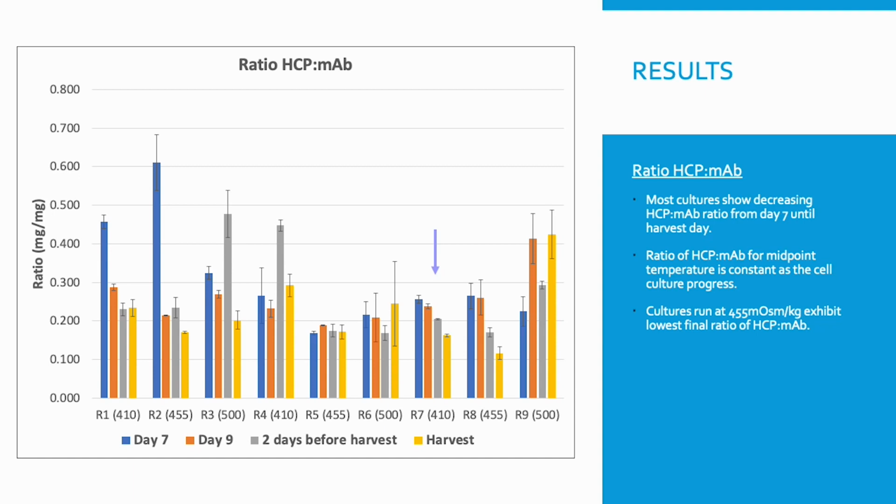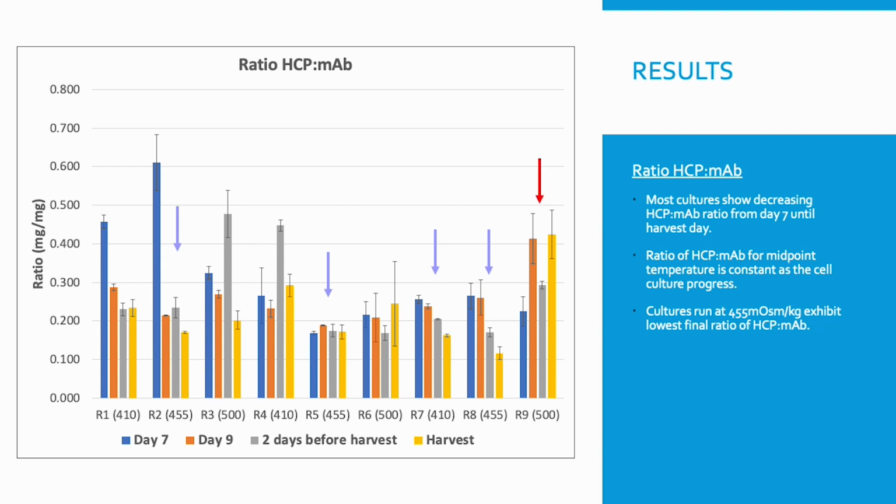And the ratio of this culture is also among the lowest ratio of whole cell protein to mAb on the harvest day. The lowest ratio of whole cell protein to mAb on harvest day is observed for cultures that run at 455 milliosmol per kg for all temperatures, indicating a potential culture condition that could result in lower whole cell protein accumulation while maintaining good yield of product.